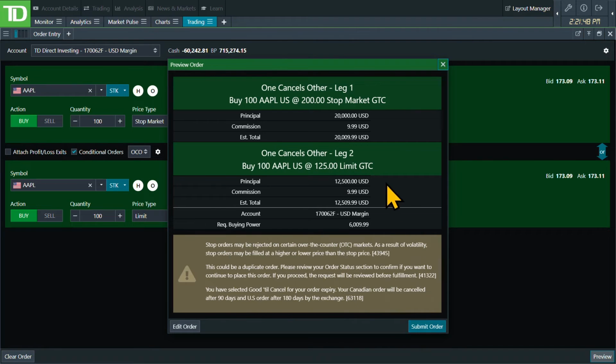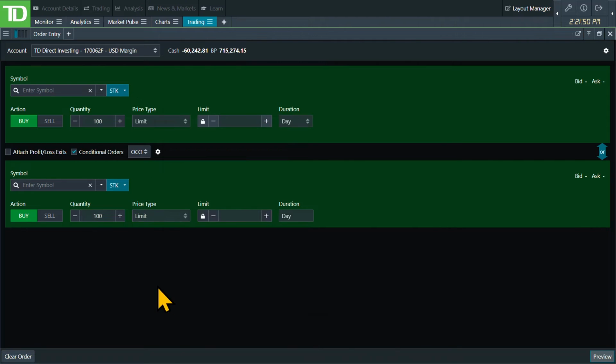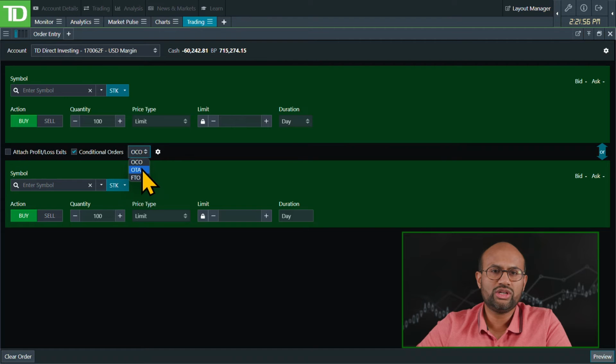You can go ahead and then submit this order and off it goes. We just sent it through. All right, so we've covered the OCO order, and then finally the one triggers another is just two orders. So you're just simultaneously doing one and the other. There's no three, there's only two pieces to this.